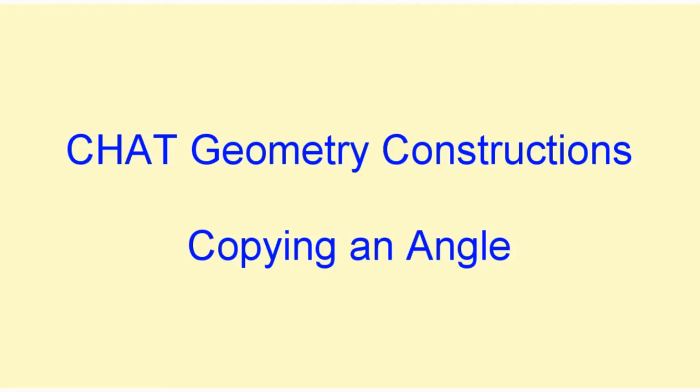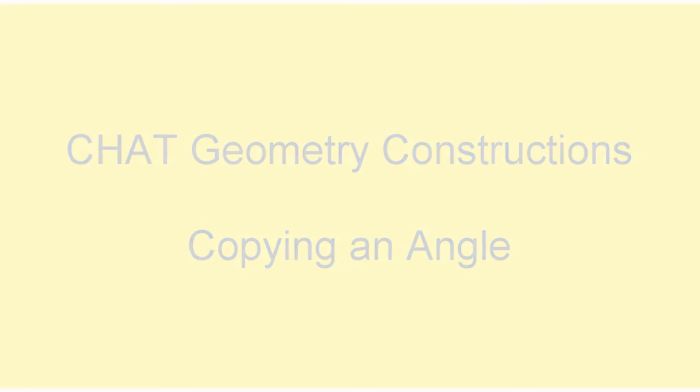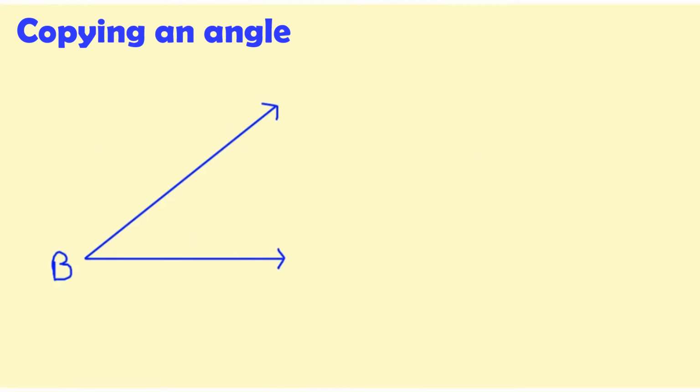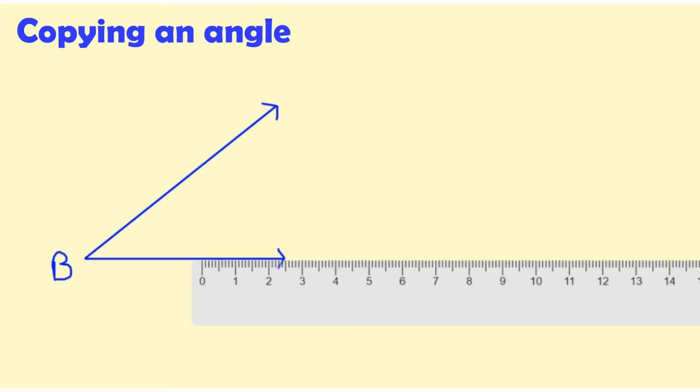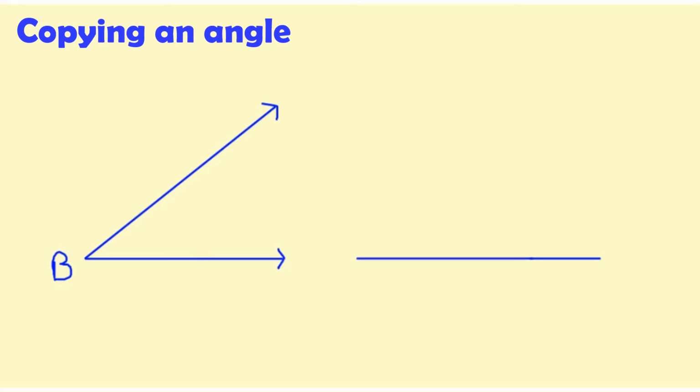So now let us move to copying an angle. In here, we are going to copy angle B. The first thing you need to do is get your ruler and make a line segment or ray, and then name this point B prime because it is a copy of your original point B.